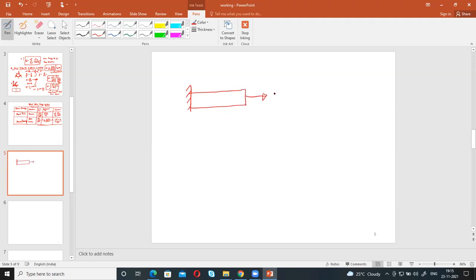is subjected to 4 kilonewton load. L is 3 meter and area is 20 meter square, and E of the member is 2.1 into 10 raised to the power of 5 MPa. Okay. Now what is strain energy stored in this member or bar?